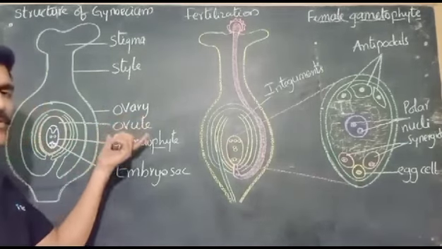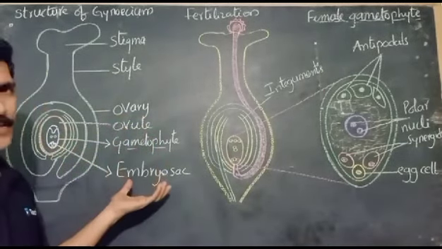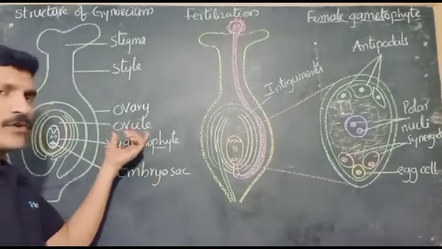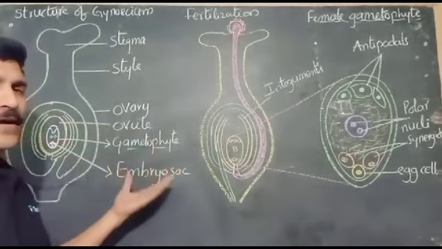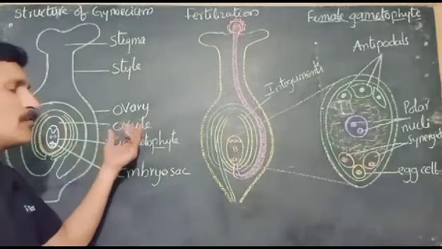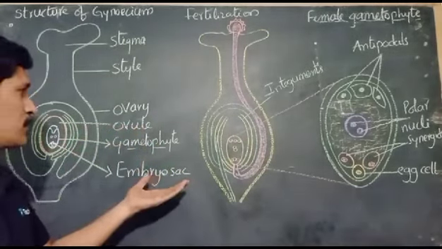The number of ovules varies in different plants. Maybe in some plants flowers contain one ovule, some flowers 2 or 5, or even 100 can be present, so the number of ovules is different in different plants, right?